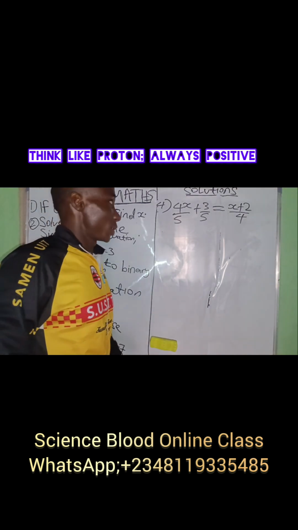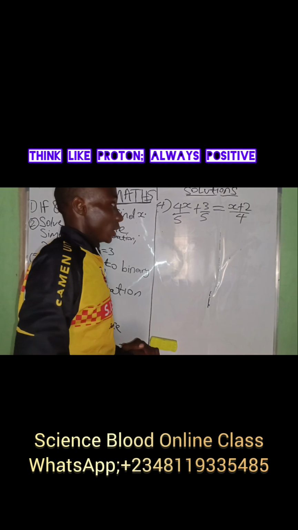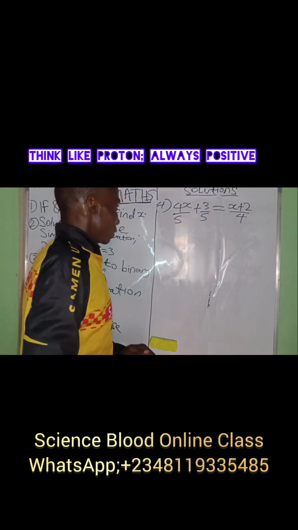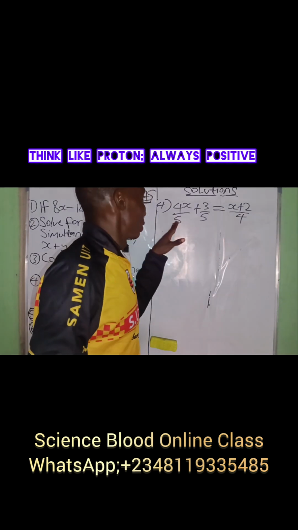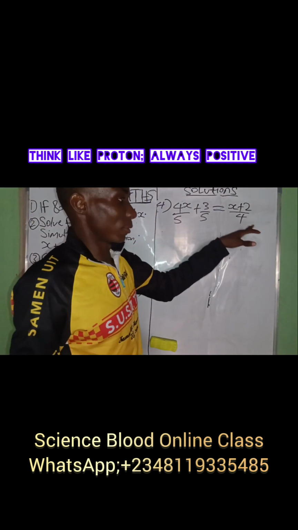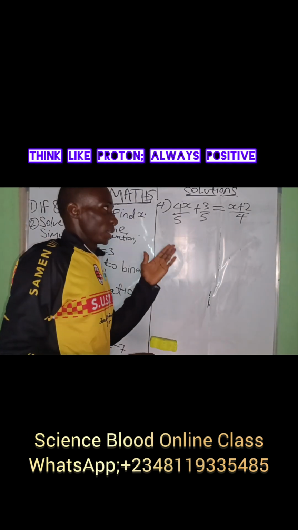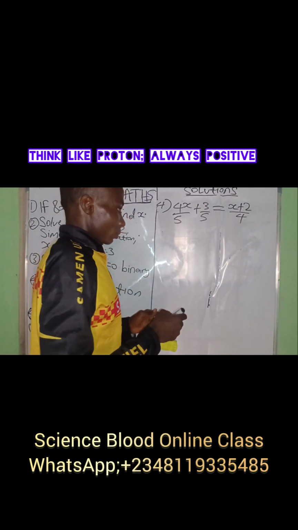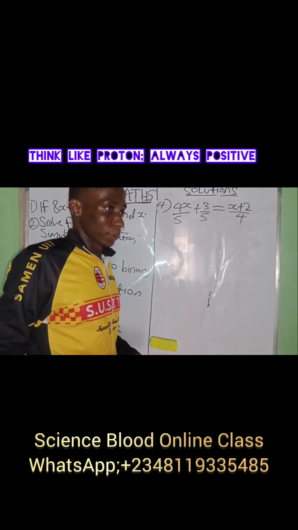For a question like this, the first thing you should do is multiply each term by the LCM of all the denominators. So for the denominators, we have 5, 5, and 4. So the LCM of 5, 5, and 4 is 20. So we are going to multiply each term by 20. Watch. Let us continue. Believe me, it's very, very simple.